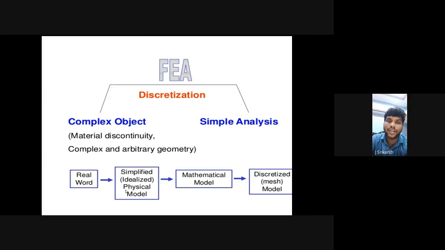Already we know that in the definition of the finite element method, the body is divided into smaller elements. The complex region will be converted into smaller regions. That is also called discretization. Discretization means any type of complex structure or complex region, we are dividing into smaller analyses or smaller structures.